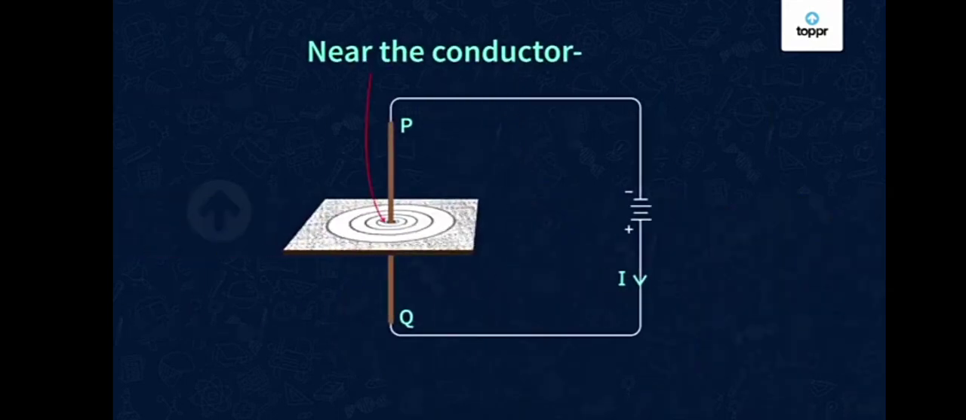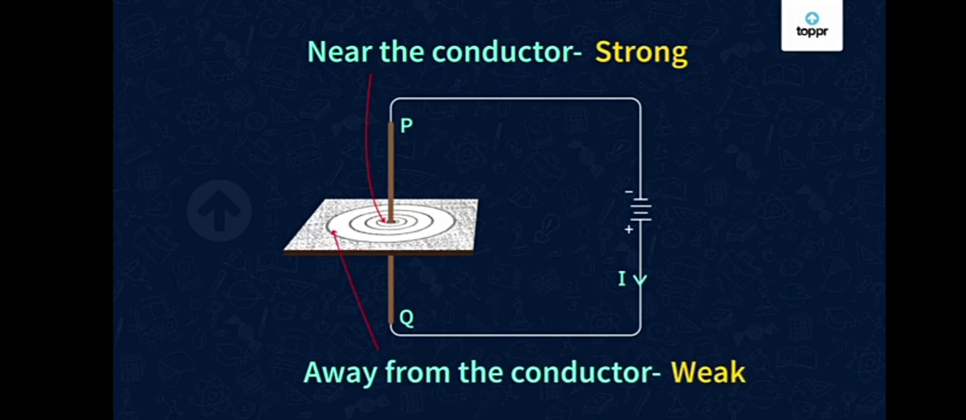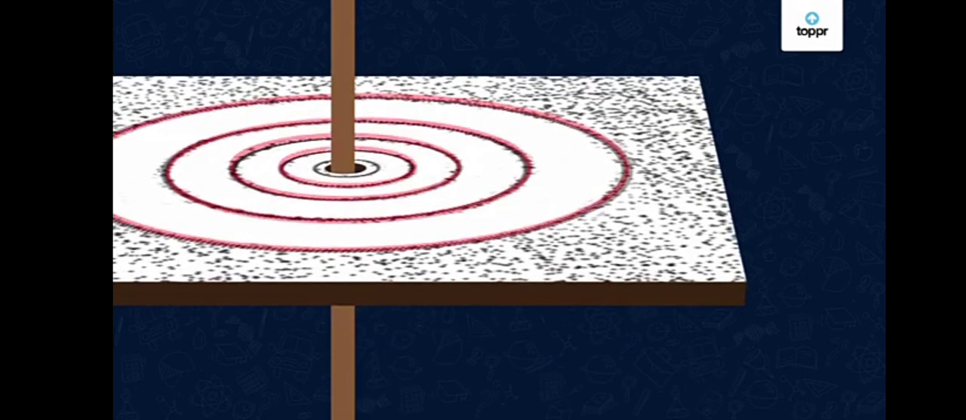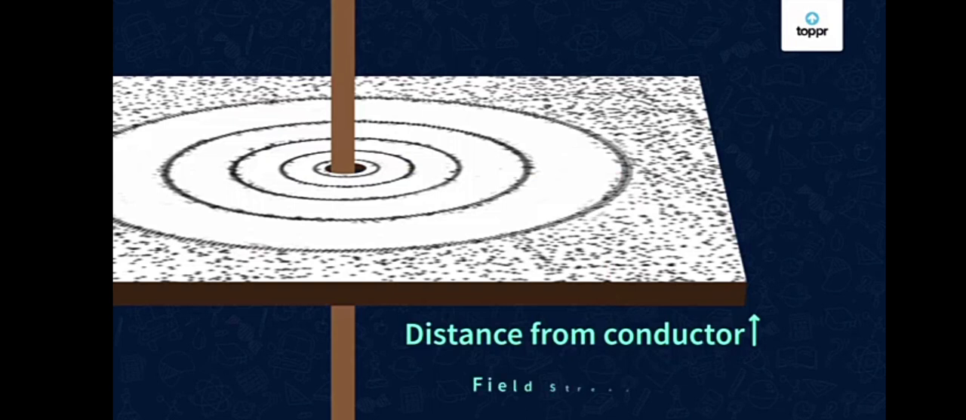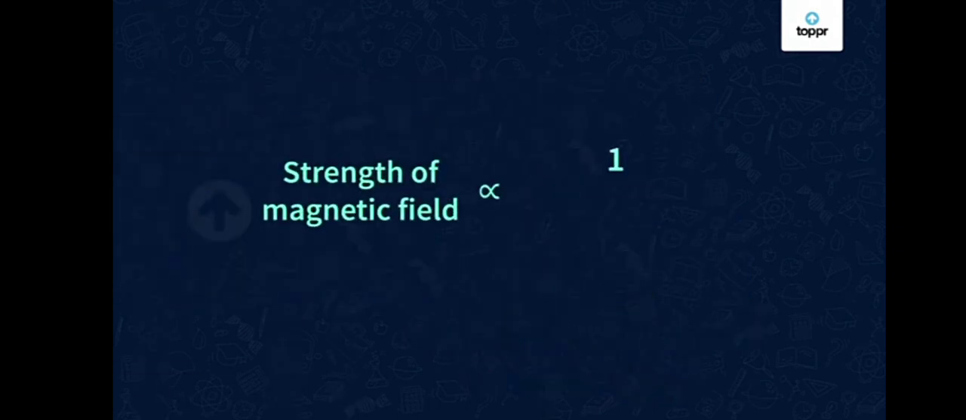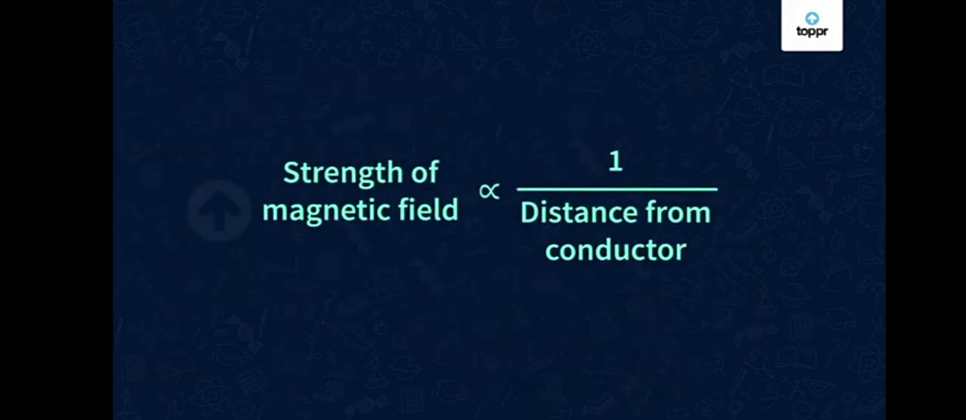Now, let's talk about the magnitude. Obviously, the field close to the conductor is strong, but the field away from the conductor is weak. We can verify this by looking at the number of field lines. The field lines are dense near the conductor and become rare as we go away from the conductor, which means as we go away from the conductor, magnetic field strength decreases. Experimentally, it was found that strength of magnetic field is inversely proportional to distance from the conductor.